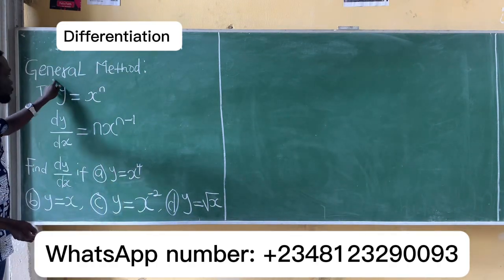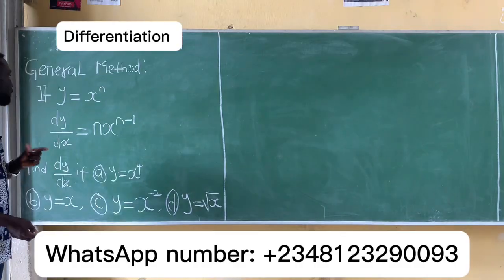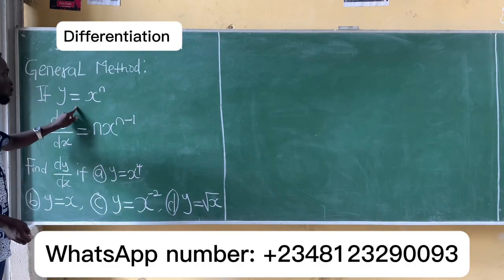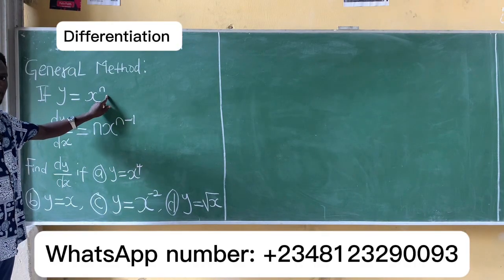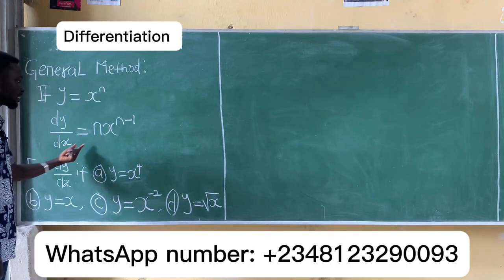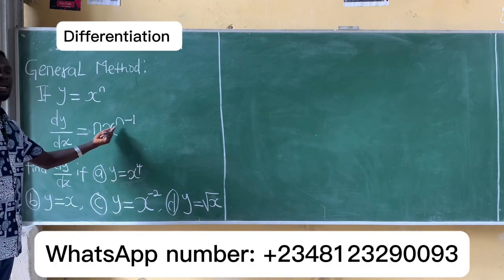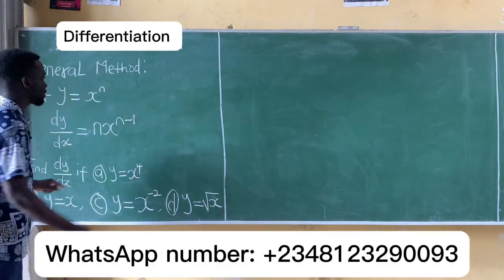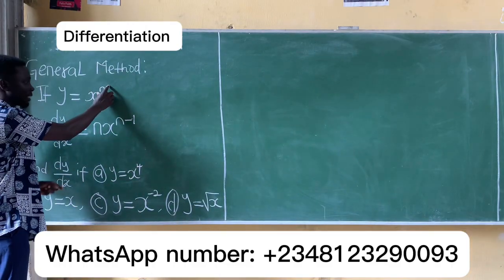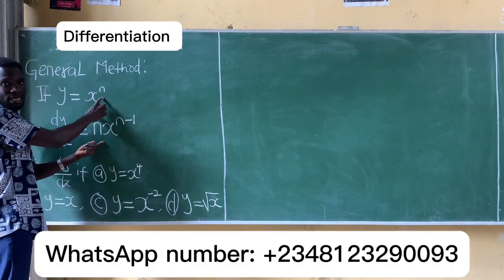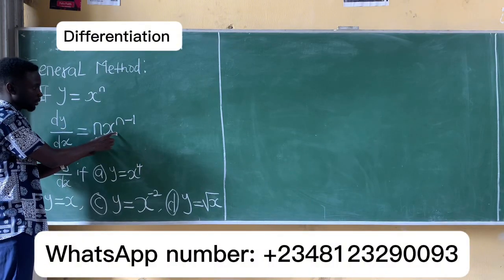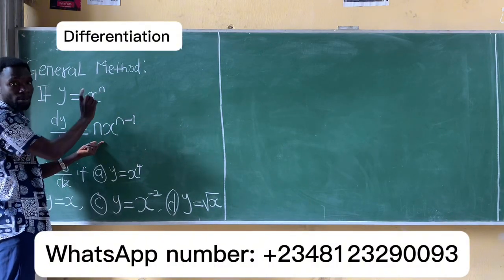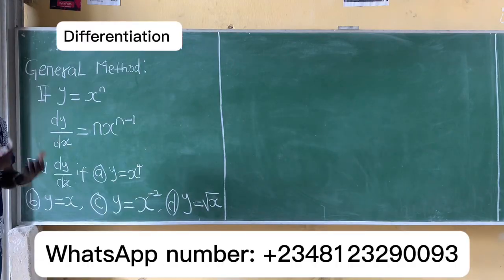Now, the general method of differentiation is: if y is equal to x raised to the power of n, dy/dx is equal to nx raised to the power n minus 1. That means the power here, which is n, is going to multiply the x, then subtract 1 from the power. That is the general method of differentiation.